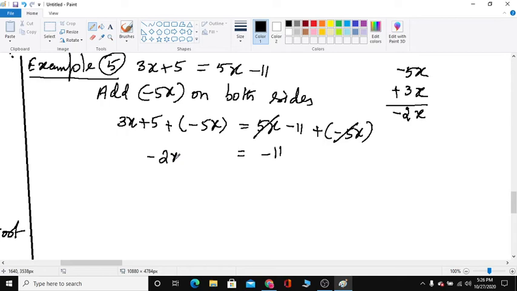Constant term plus 5 is equal to, here in the right hand side, 5x minus 5x we cancel because it is 0. Sum of 5x plus minus 5x is 0. Now which is left over? Minus 11, right? Minus 11. Now here left hand side minus 2x plus 5.